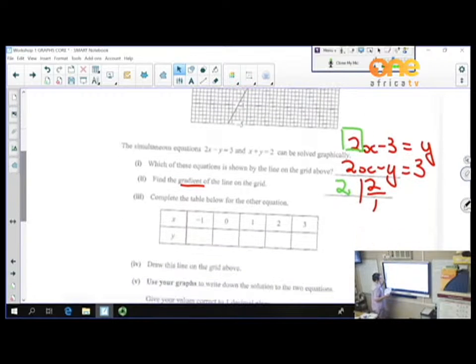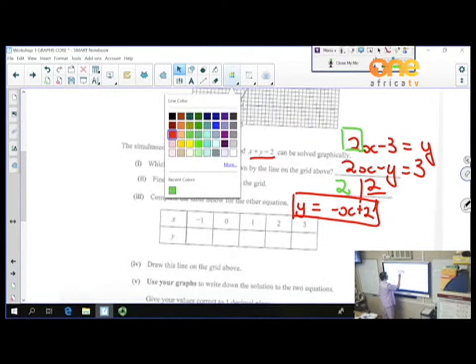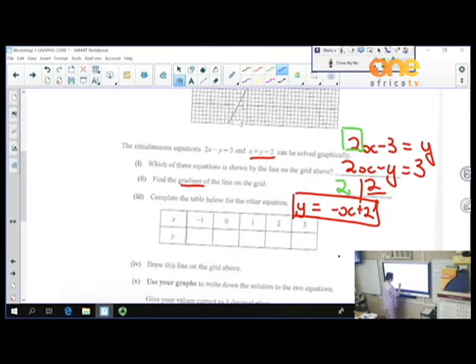Then they say, complete the table below for the other equation. Now the other equation is this one. I'm going to use the standard form one, negative x plus 2. That is the standard form one. Very easy. Just make sure that you substitute correctly with your signs. But so we have to say negative 1 plus 2. You can do it on your calculator. Okay, so what do we get?